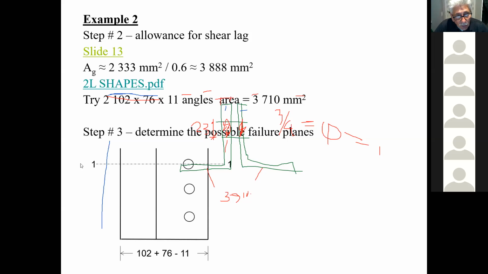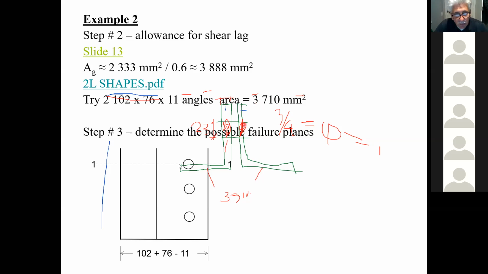So in other words, right across here, if you can see where my pointer is, the area right across here for both angles is 3,710 square millimeters. Is everybody okay with that? That's the amount of steel I have going right across here if there were no holes in it. The same way, anywhere across the two angles, I have a total area. If there were no holes, that's what I'd have.